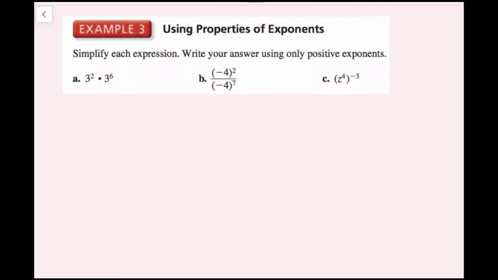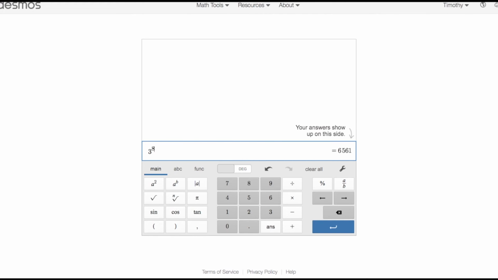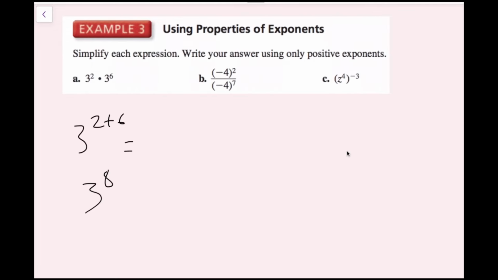For example 3, we need to simplify each expression and write our answer using only positive exponents. Well, for part A, I have 3 to the 2nd power times 3 to the 6th power. They have the same base, so I can just rewrite this as 3 to the 2 plus 6th power, which is 3 to the 8th. I'll write that below. Okay, and then I can just simplify this. You could simplify this by doing it out, but I'm just going to use a calculator. And we get our answer of 6,561, so I'm going to write that down. So that's how to do part A.